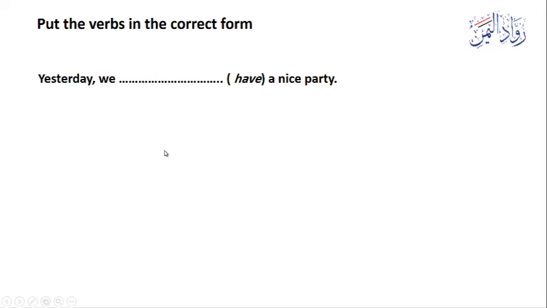Let's practice. Put the verbs in the correct form. Yesterday, by the way, when we deal with the tenses, we should pay attention to the keywords because they help us a lot. Yesterday, this is a keyword, it helps us. We, the verb have, a nice party. How can we change this verb? Because it is in the past simple, it answers the question when. We need to change this into the past form. Have, it will be had.